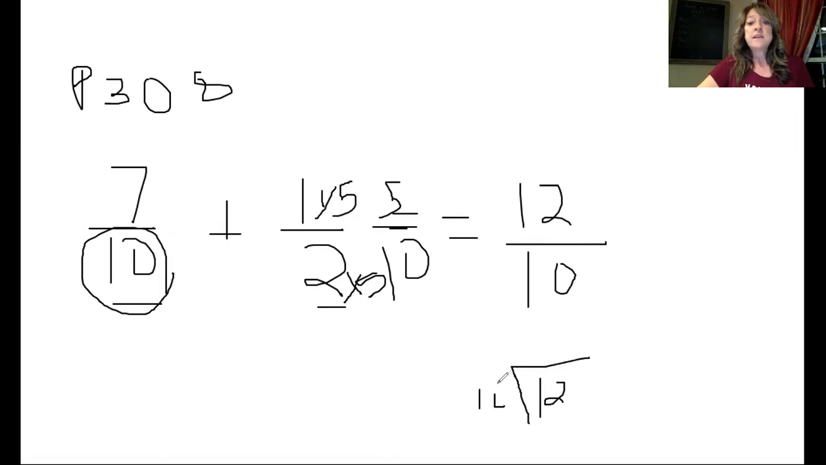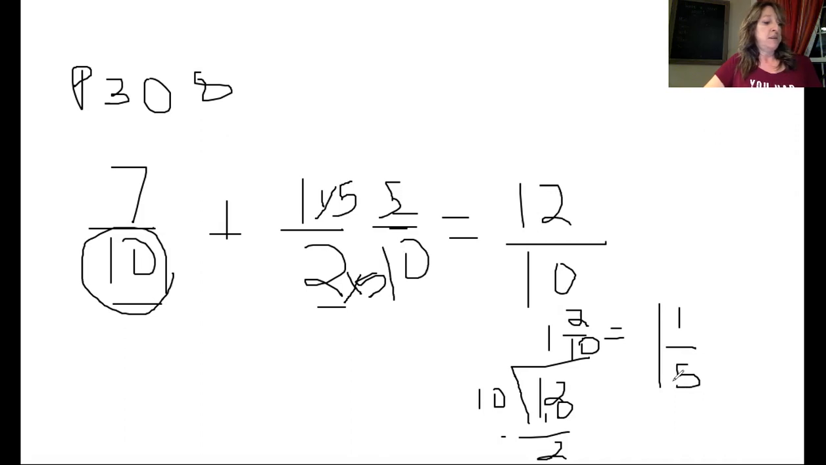And I get 1 times 10 is 10. Subtract, bring down 2. I have no other numbers to bring down. My remainder becomes my numerator. My divisor becomes my denominator. And I have to reduce because they're both even. So my final answer is 1 1/5. And it would be, I've got to go back and see. He hiked 1 1/5 miles.